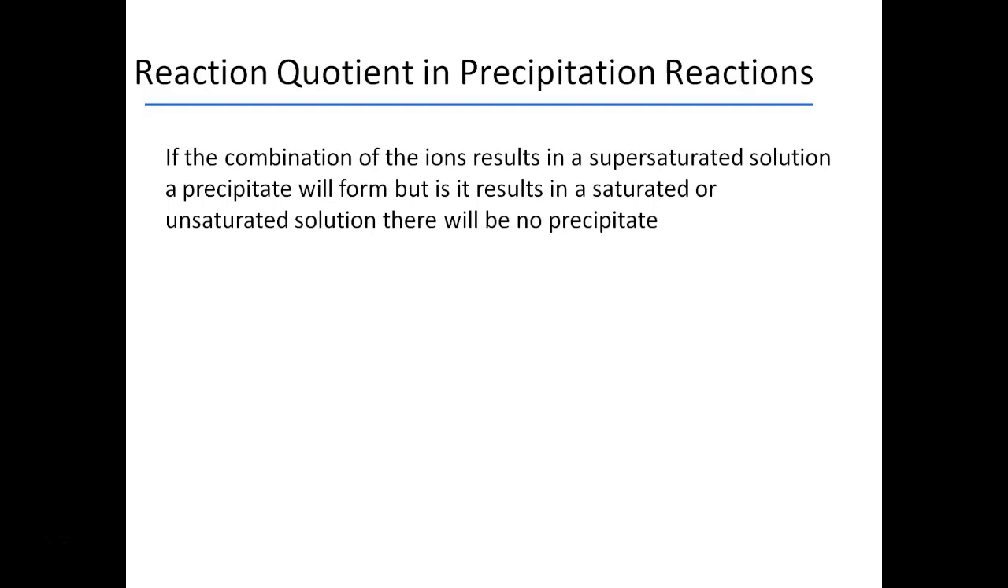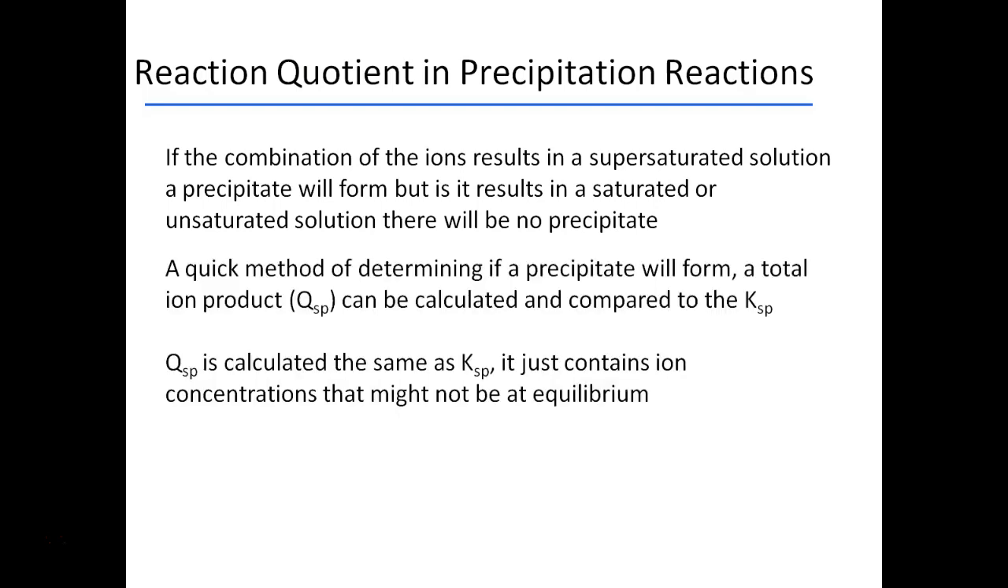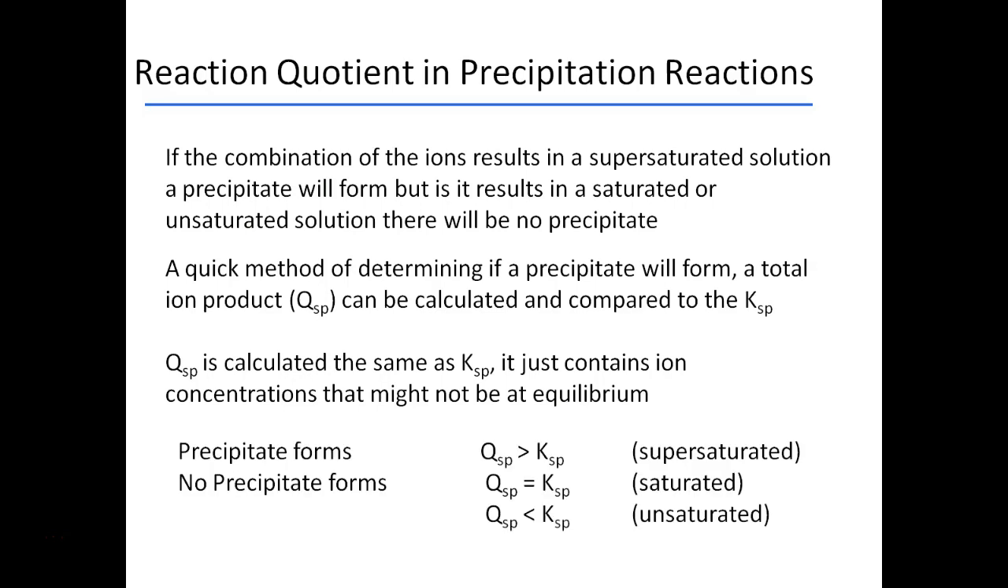Okay, and if I have a supersaturated solution. So a quick method of checking is I could calculate what we call a total ion product, or QSP, and compare it to my KSP. And if my total ion product, or QSP, is greater than my KSP, then my system's not at equilibrium and I'll get a precipitate. If my total ion product, or my QSP, is equal to or less than my KSP, then I will not get a precipitate.